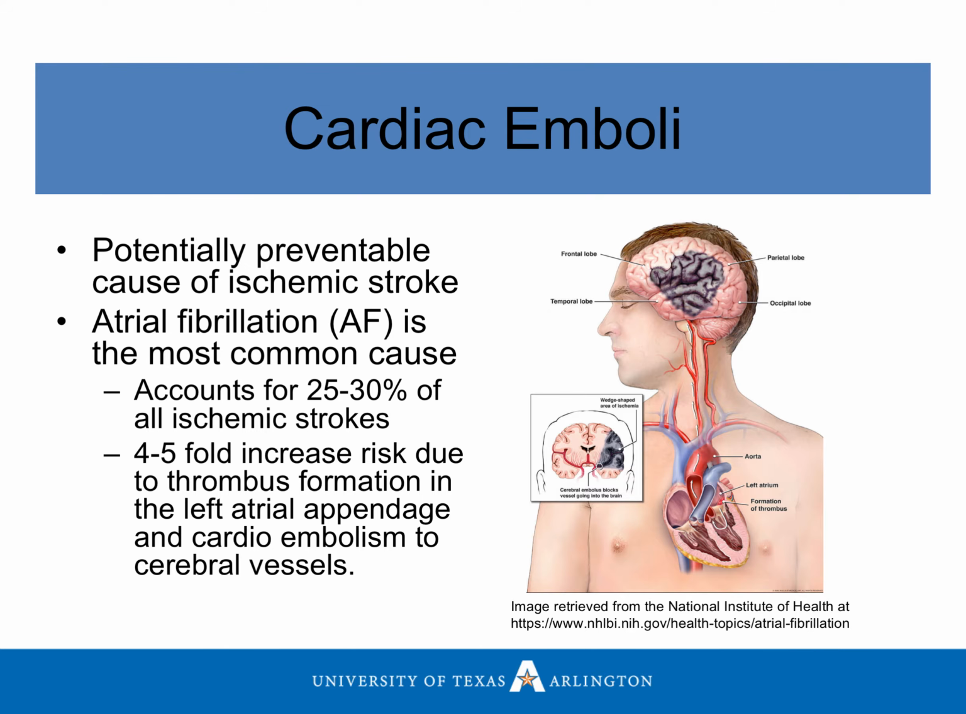With a cardiac emboli stroke, typically you have a lot of neurological deficit at the onset of the stroke. You can see in this picture that the ischemic area is quite large because typically these clots are quite large, and they block blood flow from getting to a large portion of the brain all at once because it clogs a large vessel.